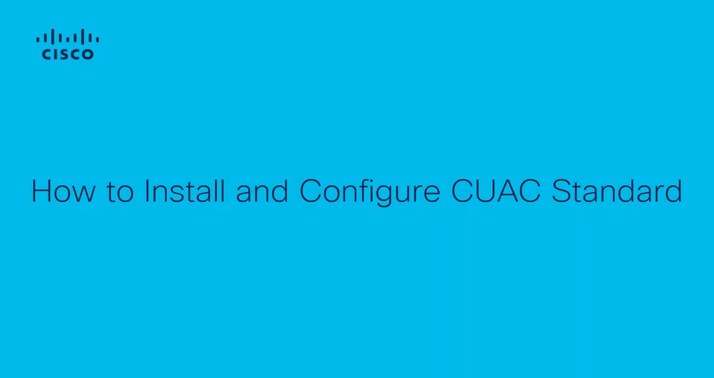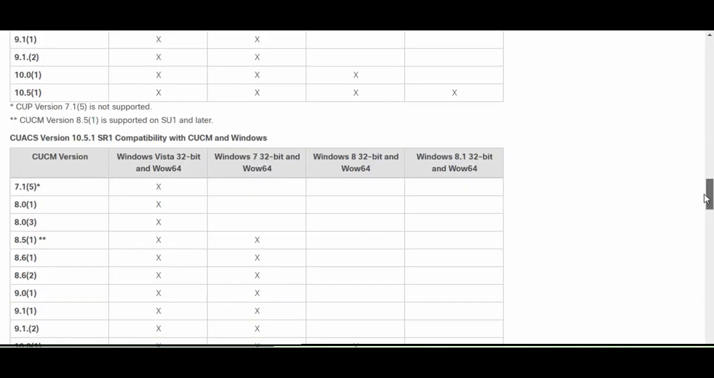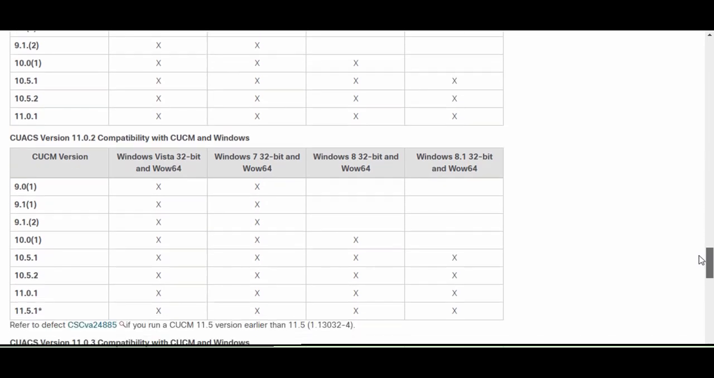In this video, we're going to install and configure Cisco Unified Attendant Console Standard. This procedure applies for any version of the same. First, it is very important to check that the Cisco Unified Communications Manager is compatible with the version of CUAC Standard.